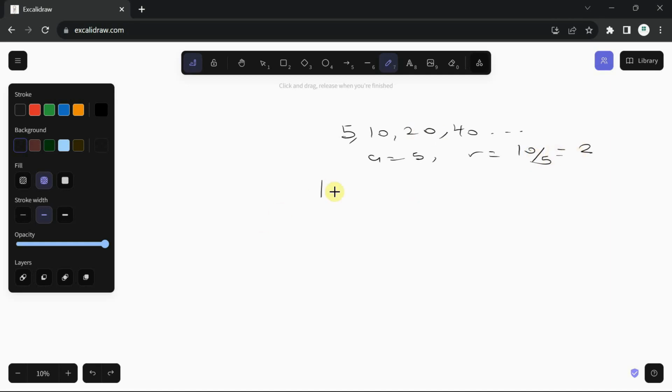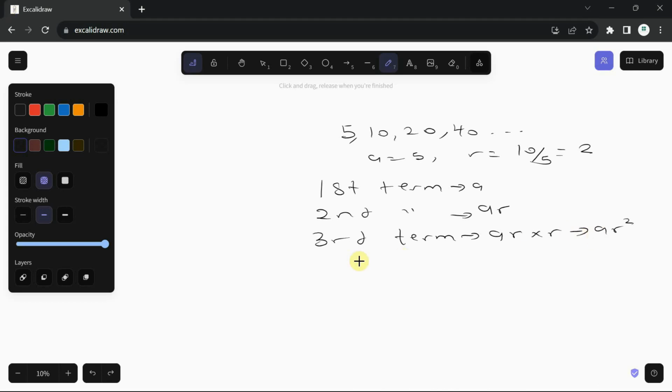So that means our first term is going to be a, right? Our second term is going to be a times r, which is 10, right? So the previous value multiplied by r, which is ar. Our third term is going to be the previous term multiplied by r, so that will be ar times r, which is what? ar squared. Our fourth term is going to be what? You can guess it. Great. So that will be ar squared multiplied by r, which is ar cubed, and on like that.